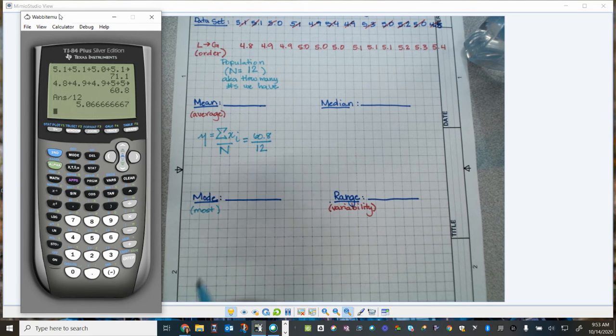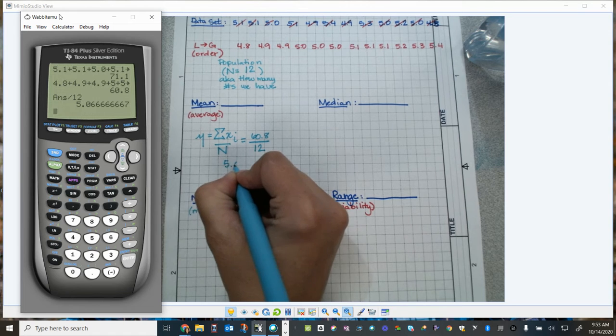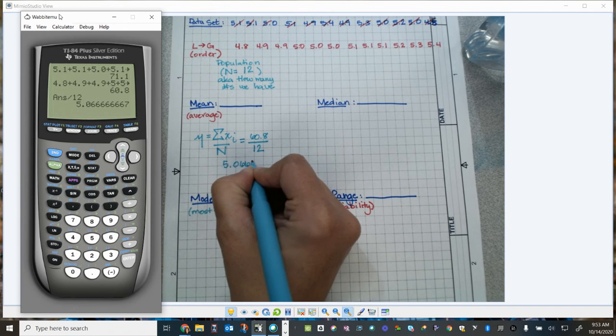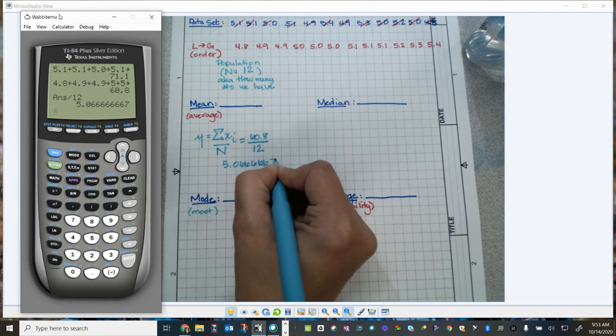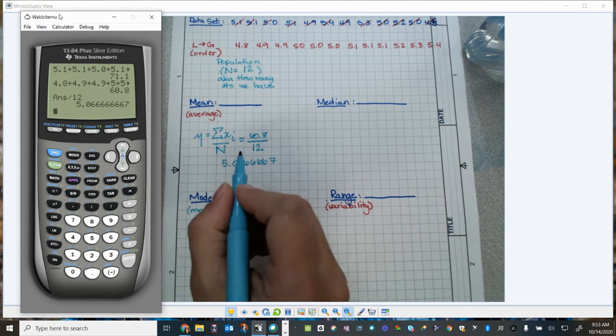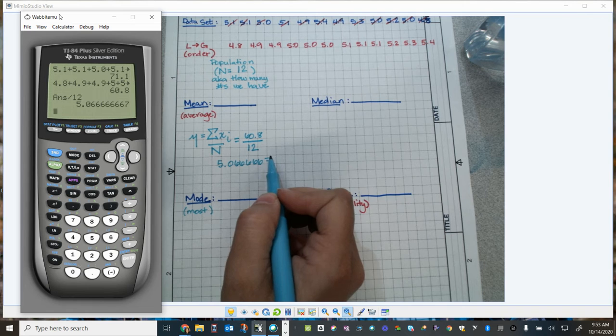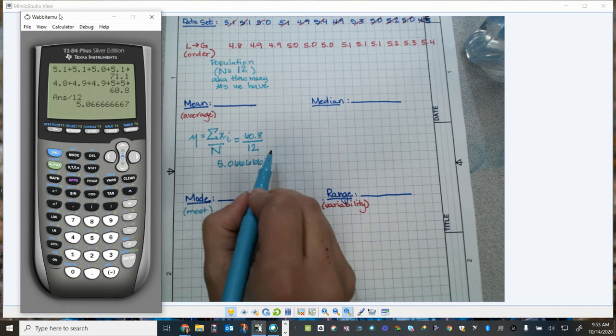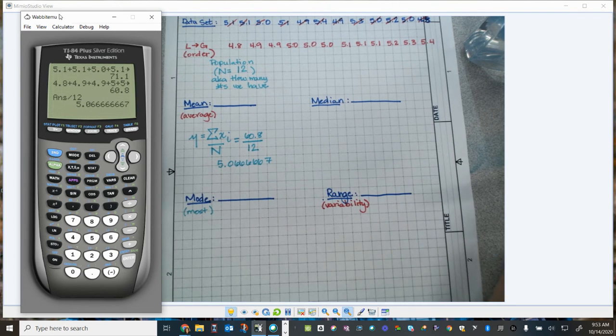5.06 repeating. So 5.066666, and there's that 7 that tacks on at the very end. I know there are a whole bunch more sixes, but that 7 is just a rounding error at the end of your calculator. Just believe me, there are 6s going forever.